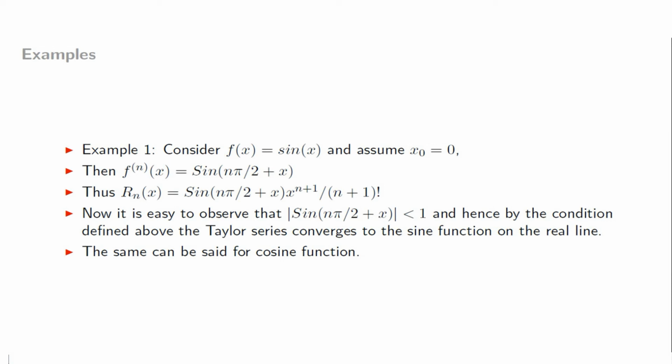Now since sine functions are uniformly bounded by unity, we find by the condition just discussed earlier that the Taylor series converges to the sine function on the real line. The same can be said for the cosine function, as the nth order derivatives of cosine functions are also uniformly bounded by unity.